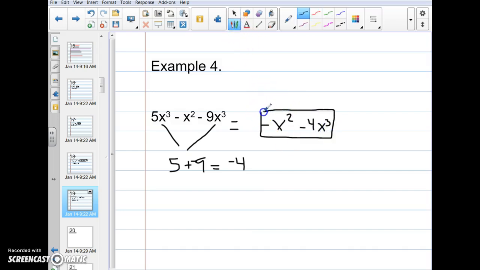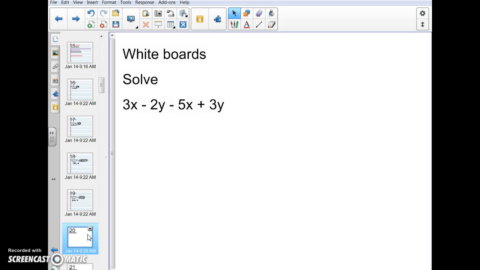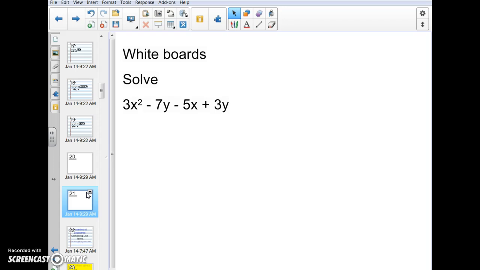Now that concludes the problems that I'm going to go ahead and do for you guys. The rest of them you're kind of on your own. So try this one out. Write it down. Obviously you're not going to use whiteboards. Write down your notes. Try it out. Remember you can only combine things that are the same, like terms. And you're also going to try this one out.